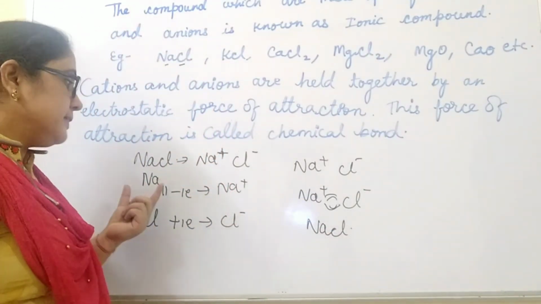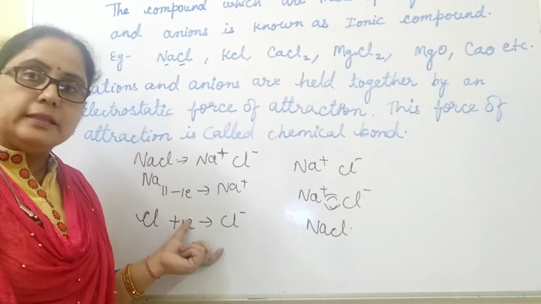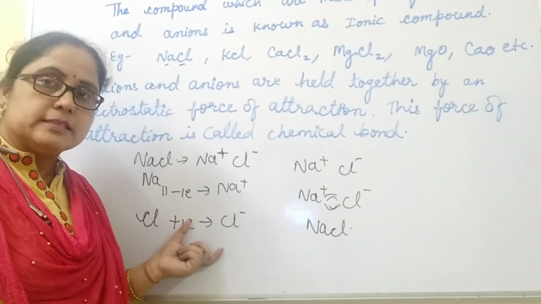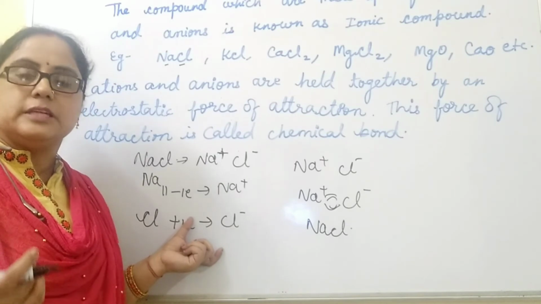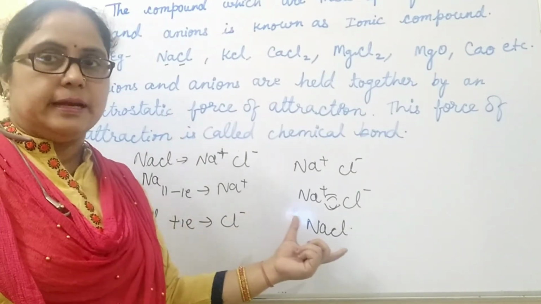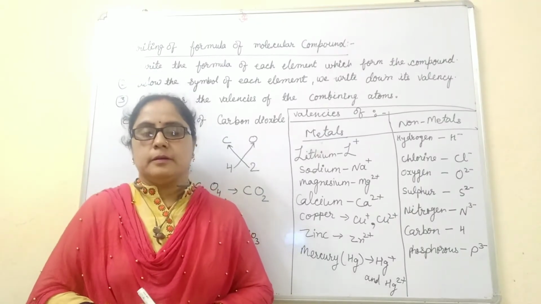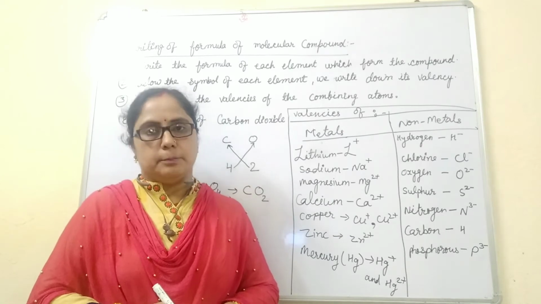Children, why do these atoms lose or gain electrons? To acquire stability. This we will discuss in detail in the next chapter, structure of atom. Okay, so here you understand the ionic compound. Now we will make the chemical formula of a compound.